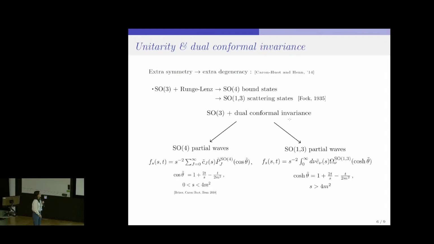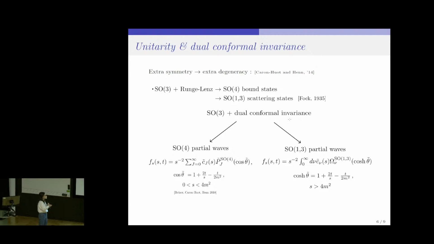So dual conformal invariance has also another important consequence regarding unitarity. So this dual conformal invariance, you have to think about it as an extra symmetry. And as you know, if we take, for instance, the case of the hydrogen atom in quantum mechanics, we have the usual SO(3) symmetry. But if we combine it with the Runge-Lenz hidden symmetry, this enlarges the SO(3) symmetry group to be SO(4) on the bound states and SO(1,3) on the scattering states.